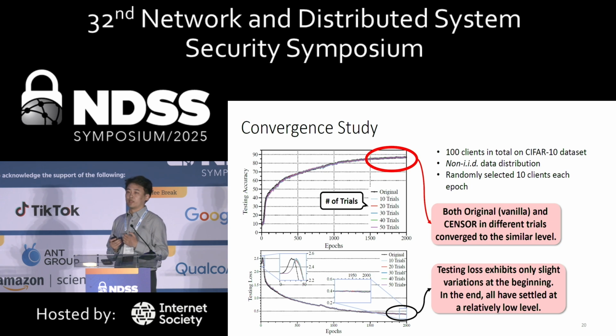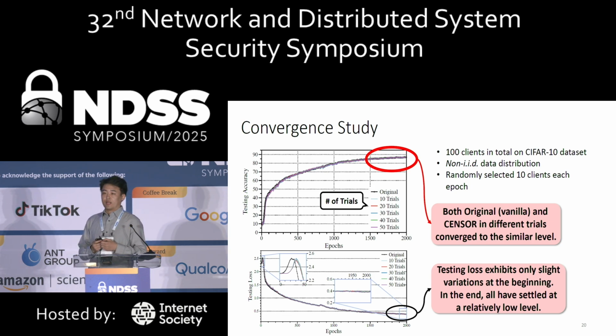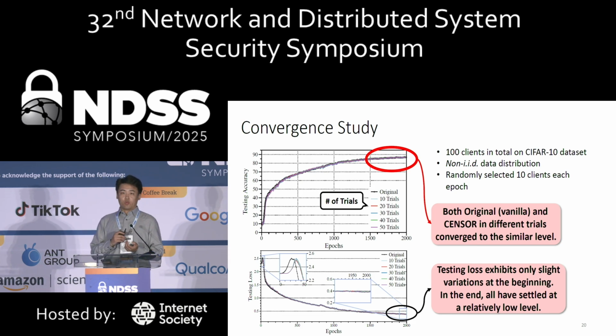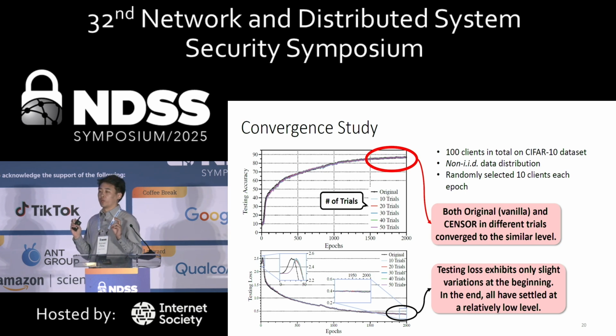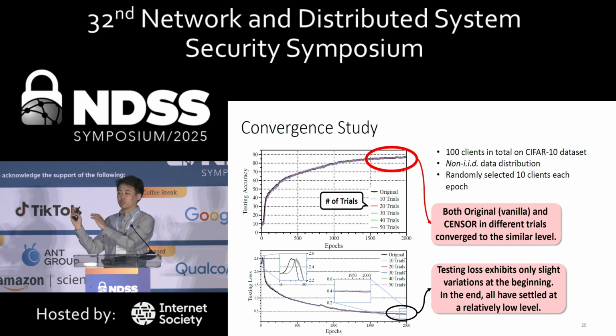And we also perform a convergence study. We select 100 clients on the CIFAR-10 dataset, and the data distribution is non-IID. For each round, we randomly select 10 of them, and we perform FL for 2,000 rounds. In the figure, each trial means how many different trials we sample from the orthogonal subspace. We can see that with different trials, compared with original FL training, both the original and CENSOR in different trials converge to a similar level, and the observation also holds on the test set.